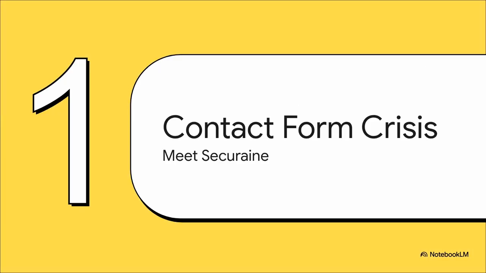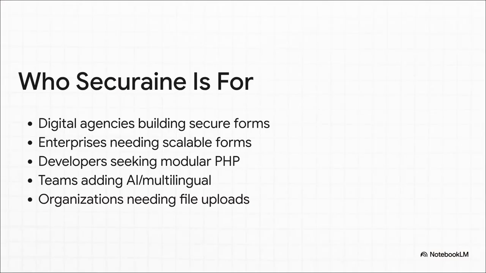All right, part 1, the contact form crisis. Meet Securaine. So who exactly is this for? Well, Securaine's whole mission is to stop spam and start actually communicating safely, and it hits a massive sweet spot for a few groups. First, digital agencies that need to deploy secure inquiry forms for their clients, and do it rapidly. It's also built for enterprises that demand compliant, scalable public-facing infrastructure. If you're a developer seeking a modular, maintainable PHP solution, this is absolutely for you. And it's incredibly powerful for teams wanting to add AI-assisted messaging and multilingual support without rebuilding from scratch. Plus, for sure, any organization that strictly requires secure file uploads and cloud integration.